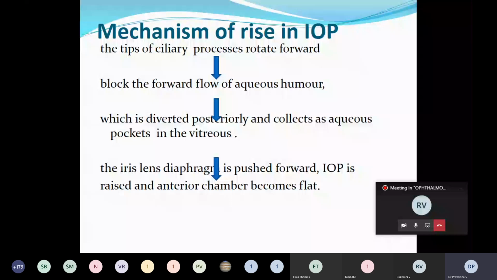The aqueous humor is produced from the ciliary process and is normally seen in the anterior chamber. But instead of flowing into the anterior chamber, the aqueous humor diverts posteriorly and collects as aqueous pockets in the vitreous. So this leads to raised IOP. The iris lens diaphragm is pushed forward and the anterior chamber becomes flat here.